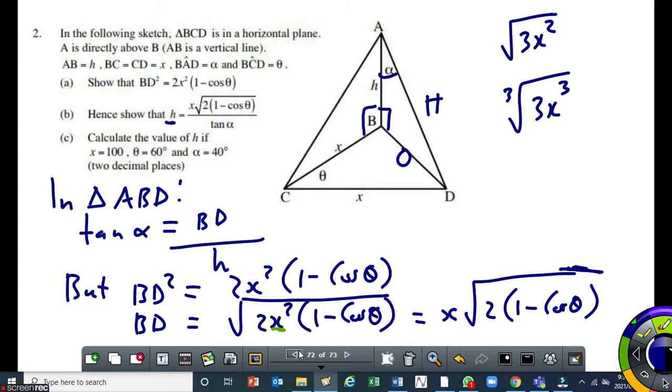Right, the last question, it's always an easy question. It says calculate the value of h, pay attention, if x is 100, theta is 60, alpha is 40. That's very easy now. If you are writing an examination and you struggle to do part A and part B, at least do part C. You can't get a 0 for the whole question.